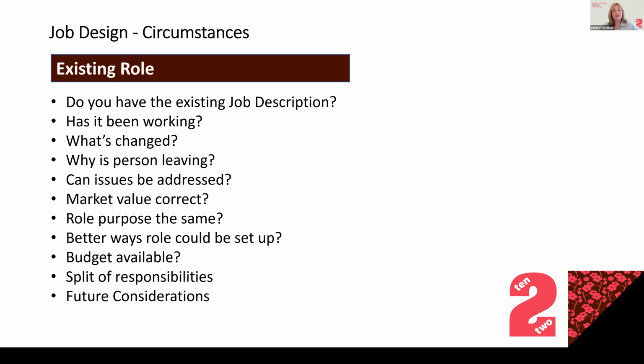Why is the person leaving? I hope most people do some kind of exit interview. They're really valuable to put into your job description. So if somebody's leaving because of any of those reasons I mentioned before, it's really good to know that, because there's no point recreating a job that actually isn't workable, and all you're going to do is spend a lot of money on recruitment and training for that person to leave.